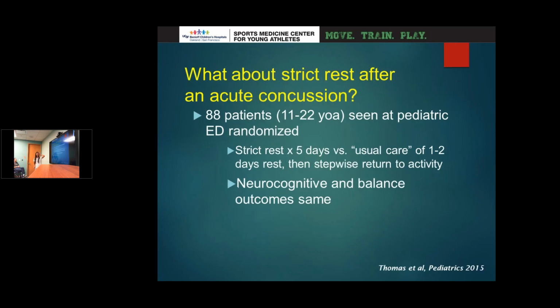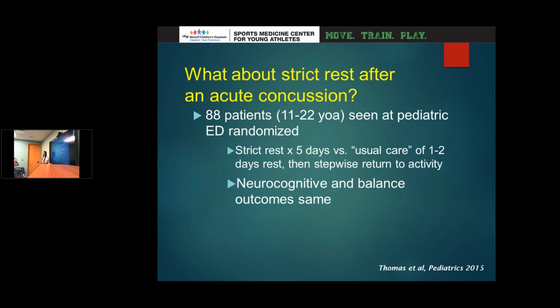Let's talk about this real quick. Great study was done. They looked at idiopathic patients, teenagers, young adults seen at a pediatric emergency department. One group, strict rest for 5 days, meaning you go in a dark room, no TV, no cell phone, no texting, no reading, just sleep. I'll bring your food in on a tray. Versus usual care of 1 to 2 days, like just chill. You know what? Let's just not do video games and TV, whatever. But you can come out at dinner, you can come out and just feel comfortable, and then stepwise return to activity. Even if you have symptoms, you will increase your activity.